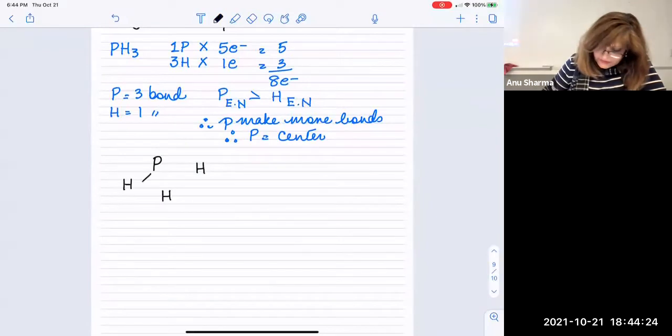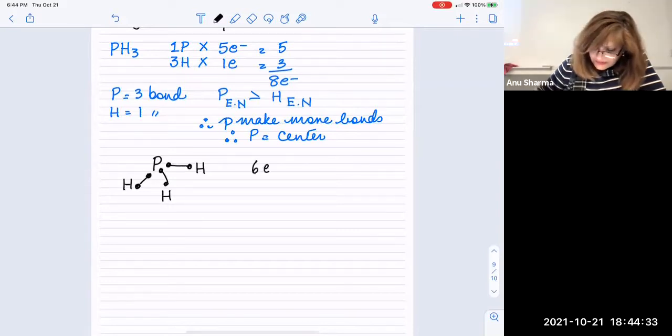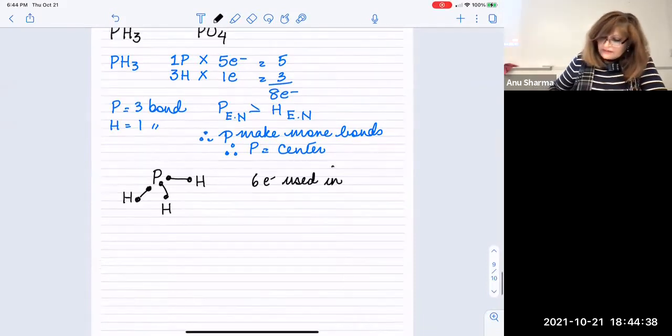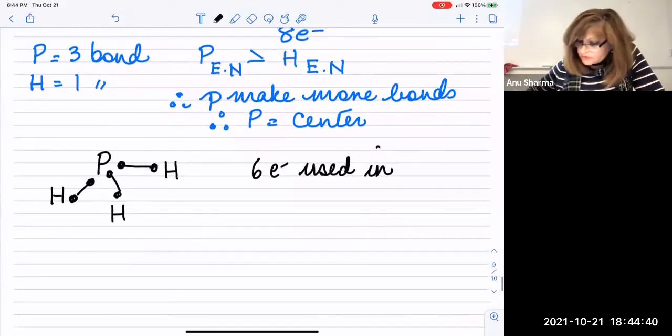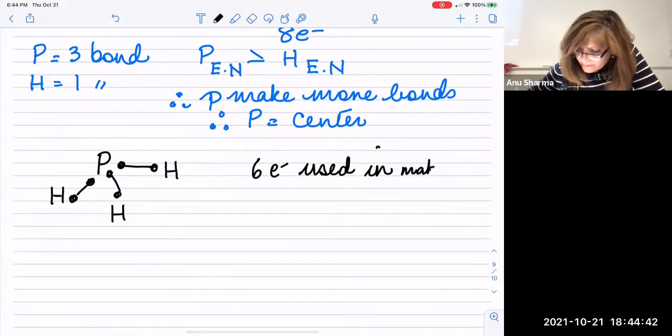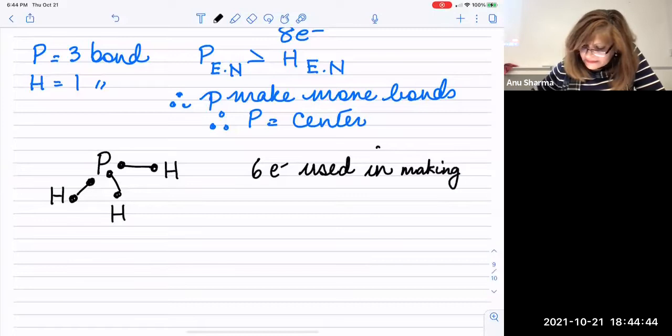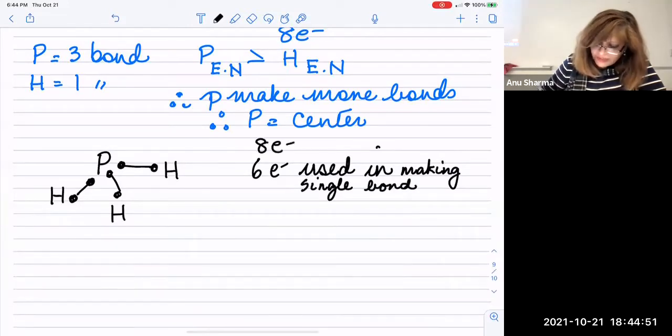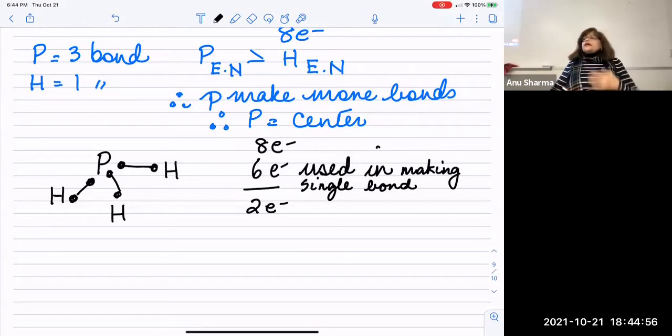And you connect it. So how many electrons did we use? 1, 2, 3, 4, 5, 6. So 6 electrons used in making single bonds. And how many did we have initially? 8. So 8 electrons minus 6 electrons, 2 electrons left.